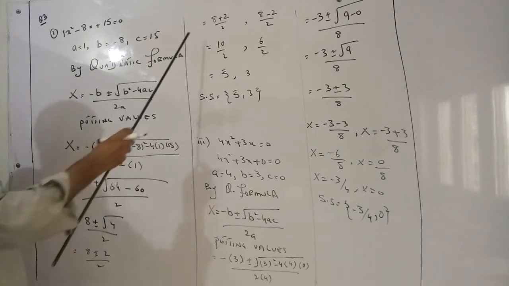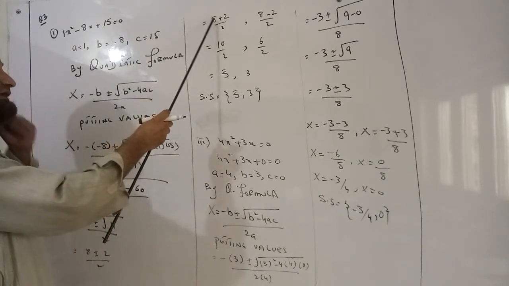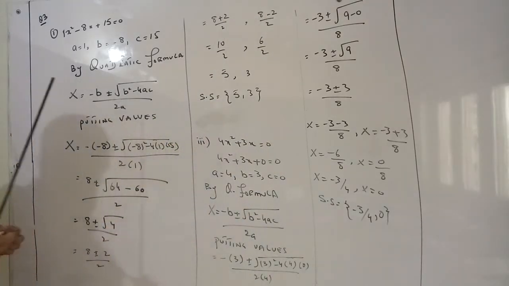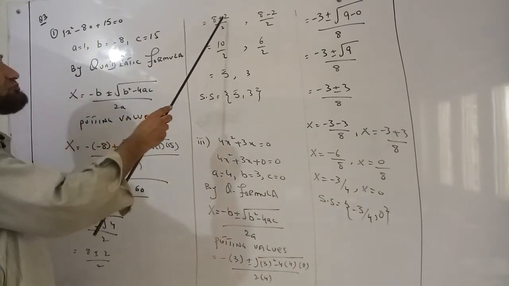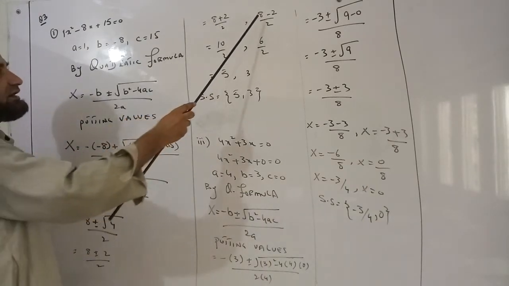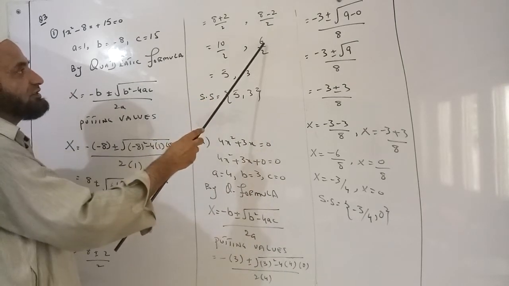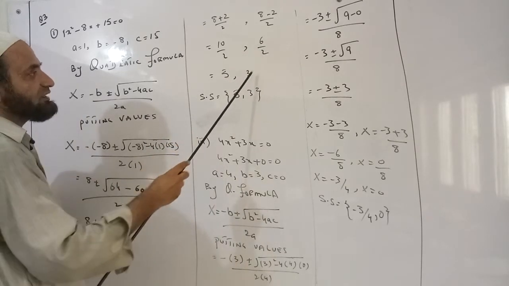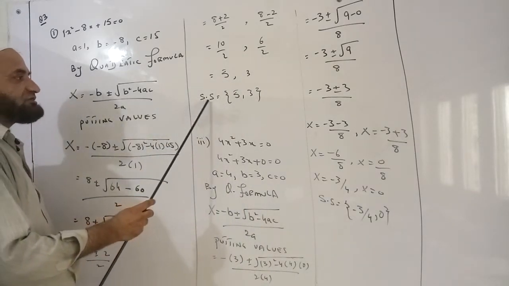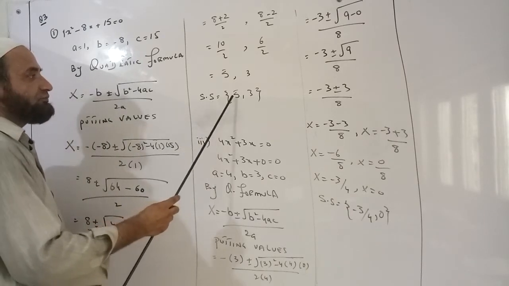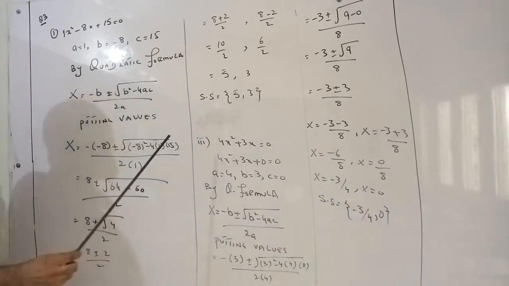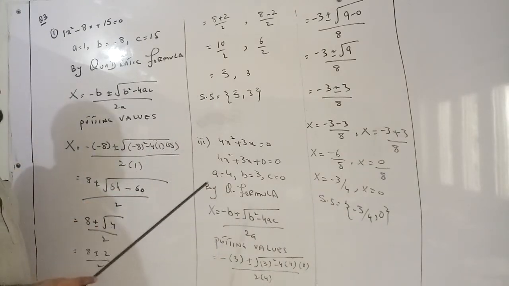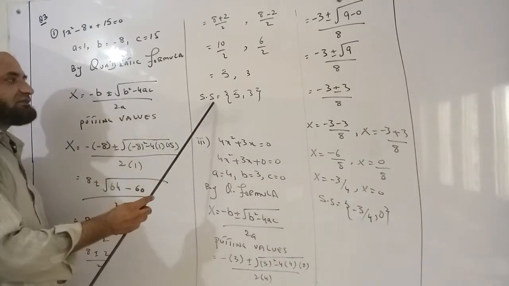Now we have 8 plus minus 2 divided by 2. We have two possibilities: 8 plus 2 divided by 2, and 8 minus 2 divided by 2. 8 plus 2 gives you 10 divided by 2; 8 minus 2 equals 6 divided by 2. 10 divided by 2 gives you 5. 6 divided by 2 gives you 3. We can write this answer in the solution set: 5 and 3. Why have I written the answer in the solution set? Because in the question they have said to solve. When the question says solve, we write the answer in the solution set.